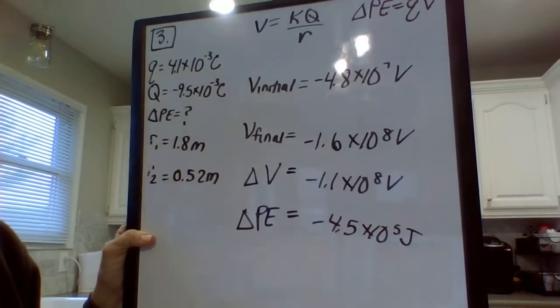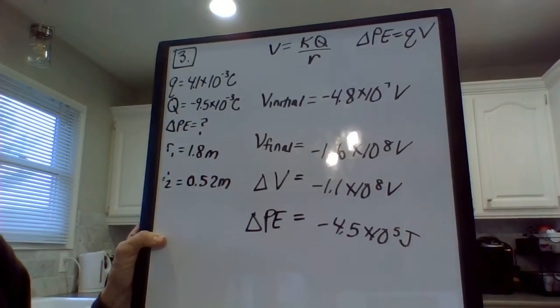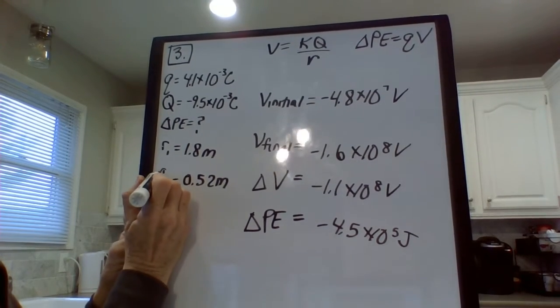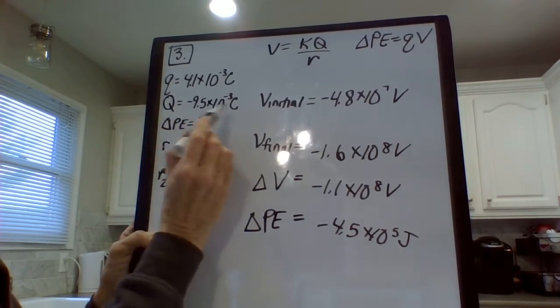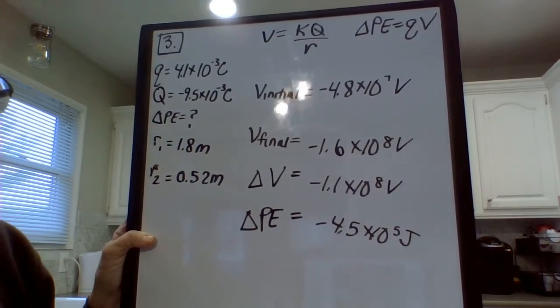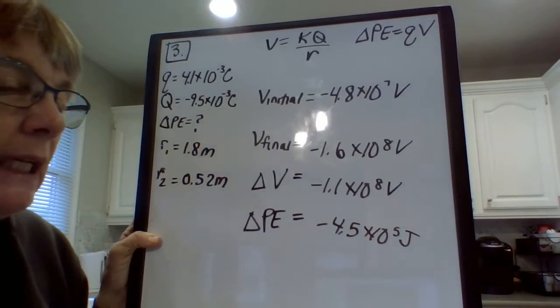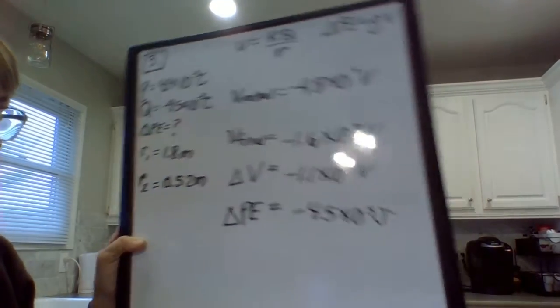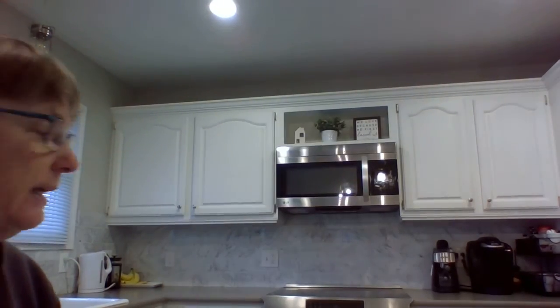Okay, you can see that it lost potential energy as it moved closer to, as the charge moved closer to the fixed charge, it lost potential energy because more of it got converted to kinetic energy. Okay, take a look at number 4 while I set it up.